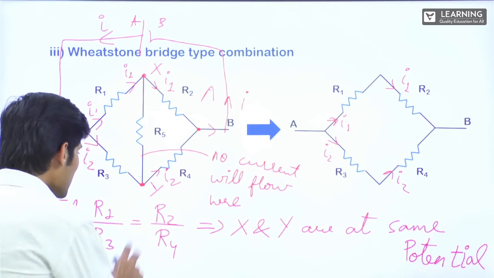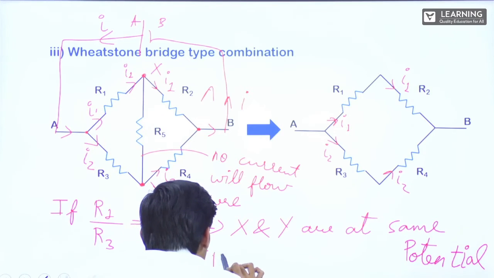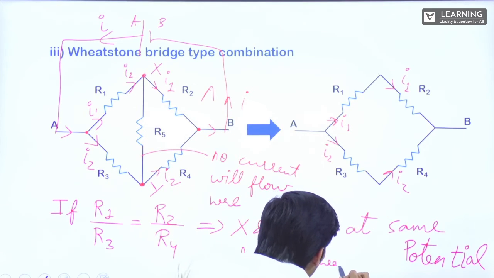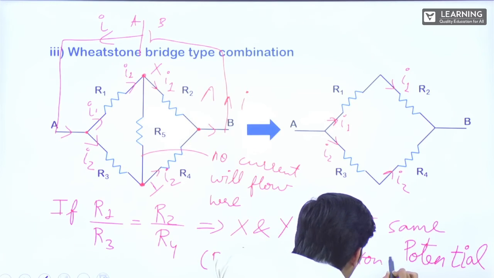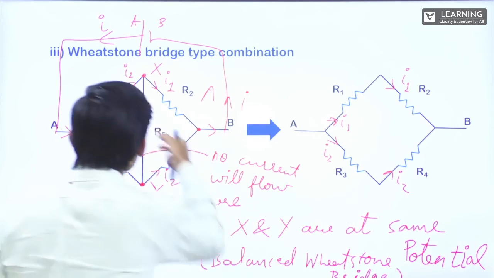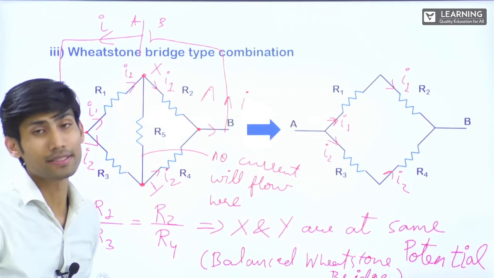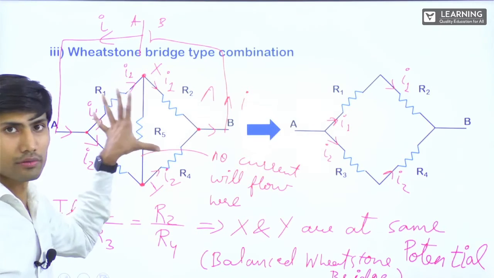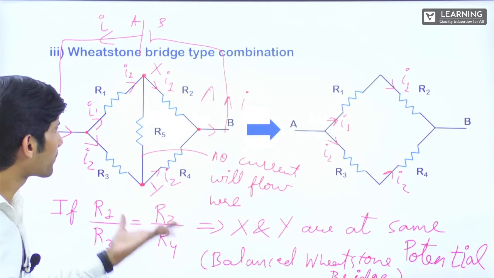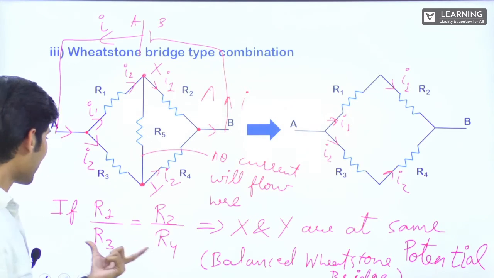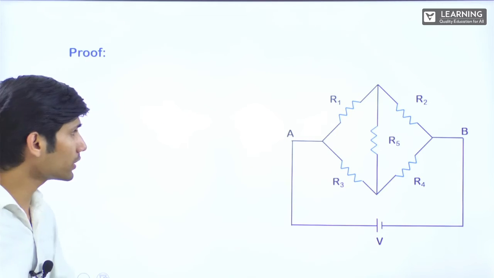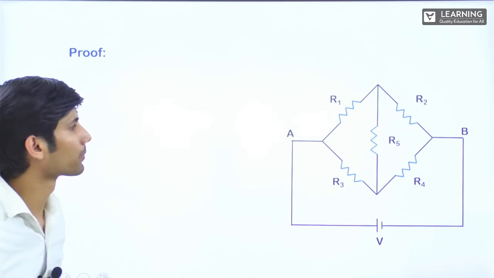So this condition is known as balanced Wheatstone bridge. We can only remove this wire from the middle if the Wheatstone bridge is balanced. Okay? When will it be balanced? When R1 by R3 will be equal to R2 by R4. Now let us prove this, that when this is there, X and Y are at same potential. We'll prove it. Okay? So this is the same thing.